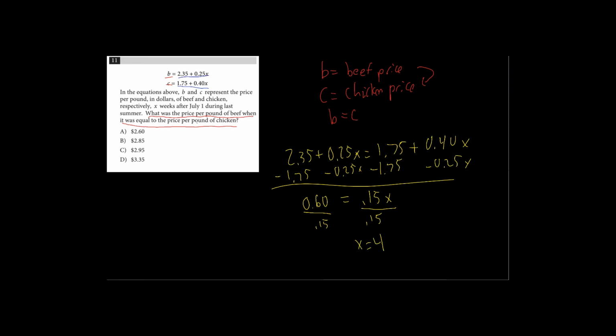But again, that's not what they asked. They didn't ask me how many weeks it was. They asked me what the price of beef was. So what I'm going to do is put that x equals 4 right back into that top equation for beef. So when I do that, I'm going to get B equals 2.35 plus 0.25 times my 4 that I just substituted. When I do this, I'm going to get B equals 2.35 plus 1, and that's 3.35. So my answer here will be letter choice D.